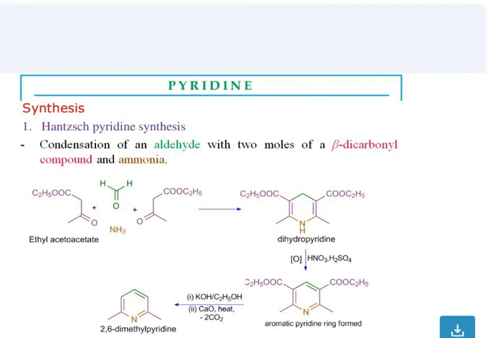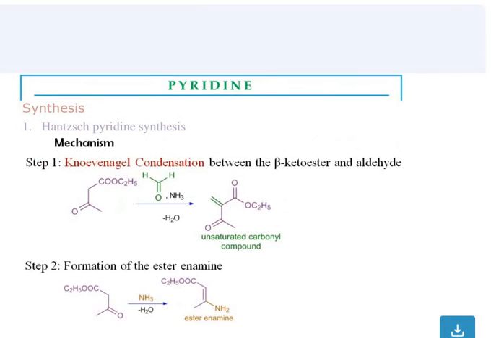Now synthesis. Hantzsch pyridine synthesis. You know the condensation of an aldehyde with 2 moles of a beta-dicarbonyl compound in ammonia. Look at here, ethyl acetoacetate, and you have read this in part 2. With ammonia and formaldehyde, you will get this tetrasubstituted dihydropyridine, and then on oxidation you will get the aromatic pyridine ring form, and then finally you will get the disubstituted 2,6-dimethylpyridine.